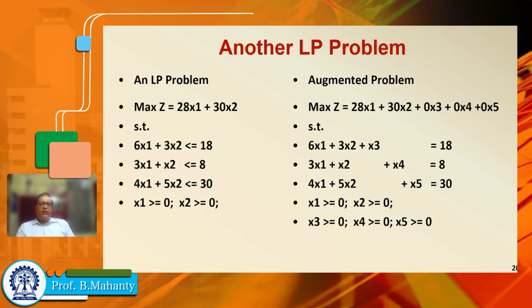So 6x1 plus 3x2 plus x3 equals 18, 3x1 plus x2 plus x4 equals 8, 4x1 plus 5x2 plus x5 equals 30, and all of x1, x2, x3, x4, x5 are greater than or equal to 0. And the objective function is 28x1 plus 30x2 plus 0x3 plus 0x4 plus 0x5. So this is our original problem and the augmented problem.